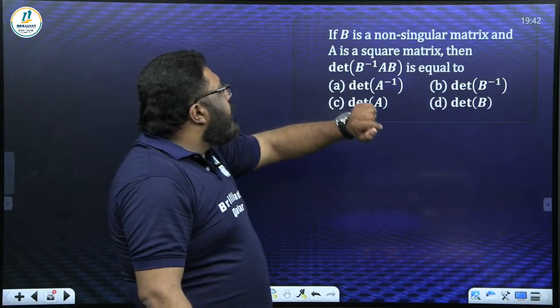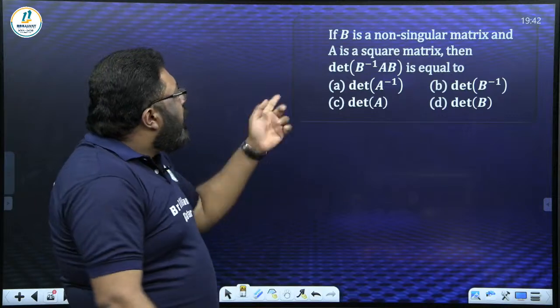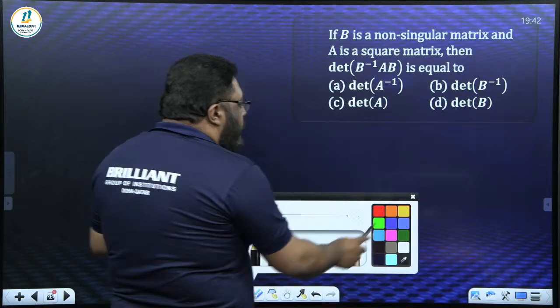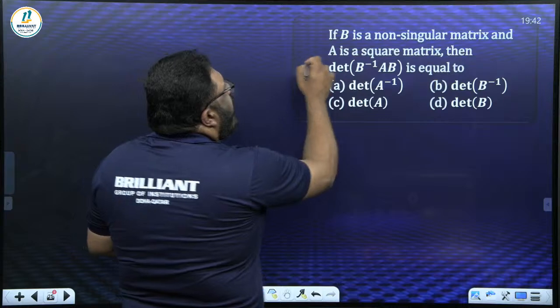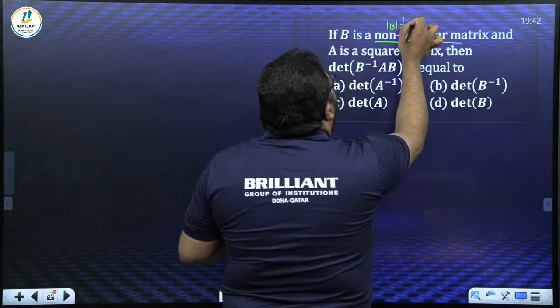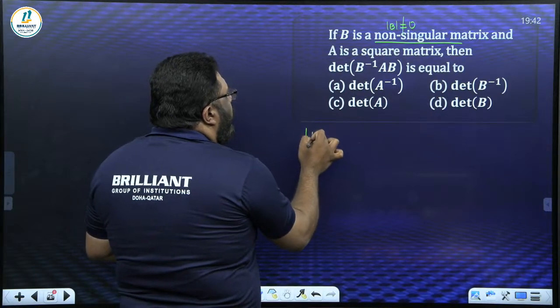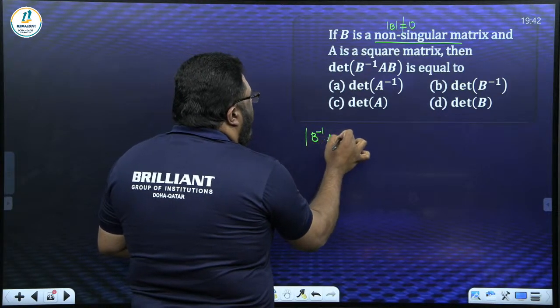Now, B is a non-singular matrix and A is a square matrix. Then what is the determinant of B inverse AB? B is non-singular, means the determinant of B is not equal to 0. A is a square matrix. Now what is the determinant of B inverse A into B?